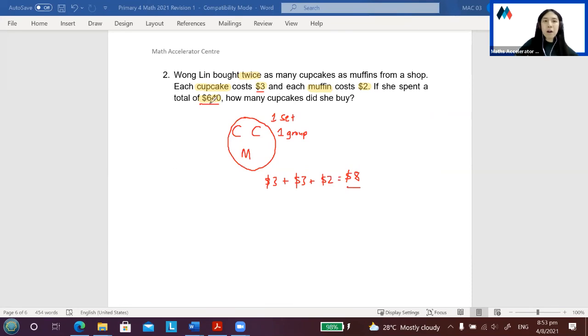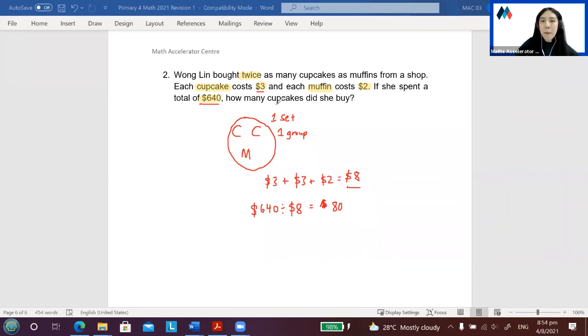We know that Wong Lin spent $640. So the number of sets she bought is just $640 divided by $8, right? Yes, very good. Yes, Aiden, that's right. Yes, Jadal, good. Yeah, Jai, that's correct. If we do this, it works out to 80. So this is 80 sets.